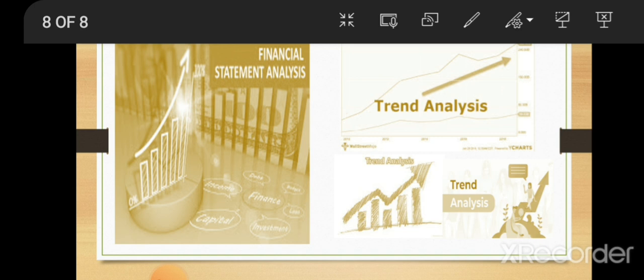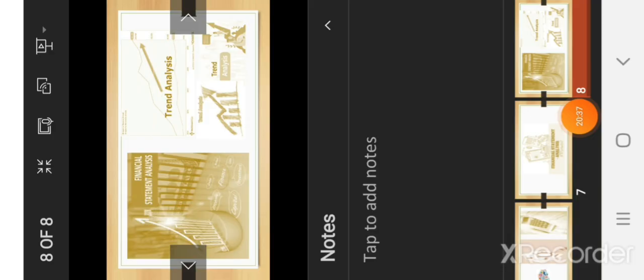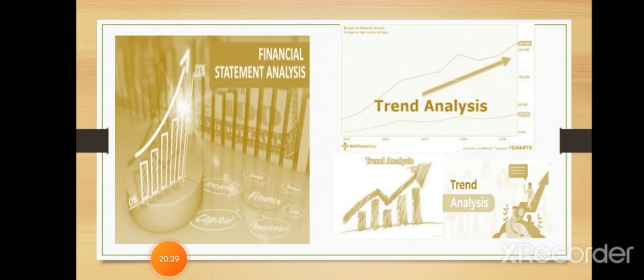So what is trend analysis? Trend analysis is a technique of studying the operational results and financial position over a series of years. Using the previous years' data of a business enterprise, the trend percentage is calculated. It is the percentage relationship which each item of different years bears to the same item in the base year.